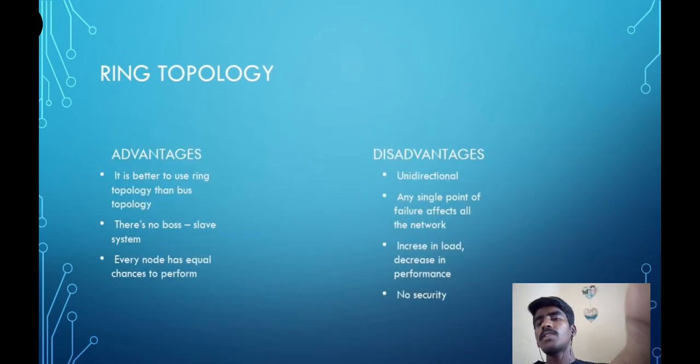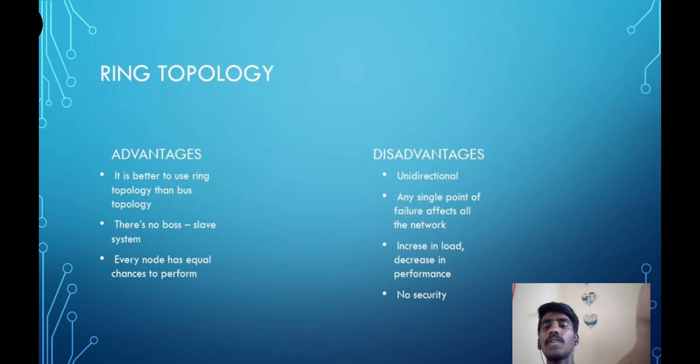So what are the advantages and disadvantages of ring topology? It is better to use ring topology than bus topology, and there is no boss and slave rule in this system. Everyone is a boss and everyone is a slave for themselves. Every node has equal chances to perform. When we get the token, we can perform our task.